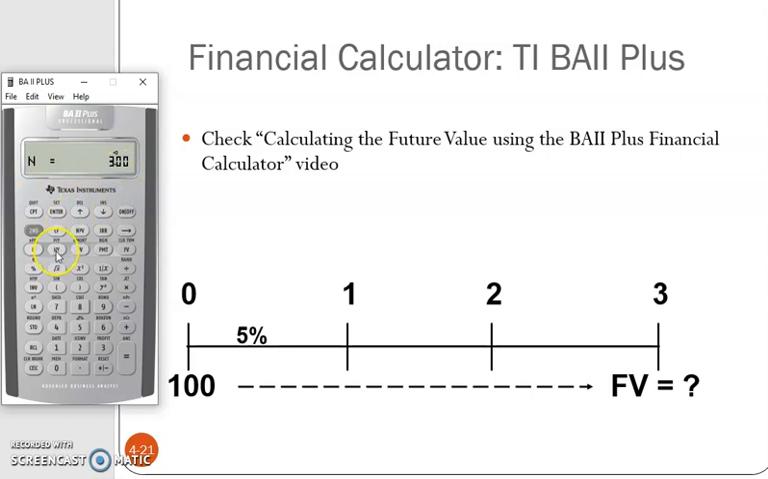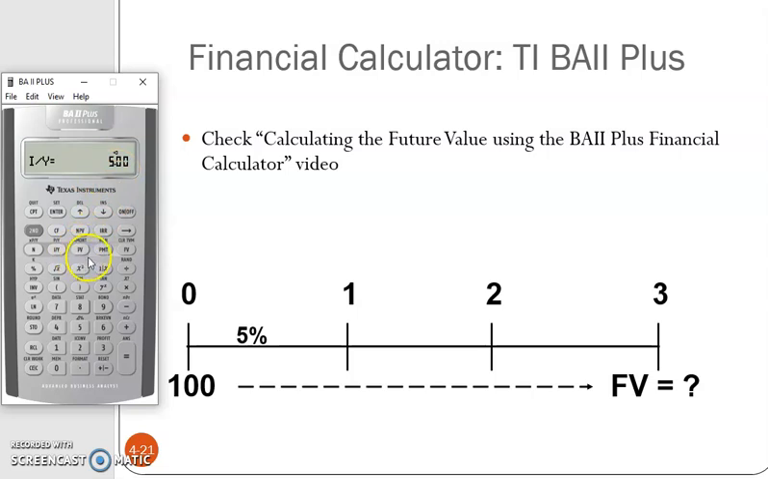Next, I'm going to look at I/Y, which is interest rate per year. So I have the 5% and therefore I'm going to use 5. The financial calculator just takes it as 5. You don't have to input 5% or 0.05, just 5. So I'm going to go in and say 5 and then I/Y. So I'm setting my I/Y, or the interest rate per year, equal to 5.